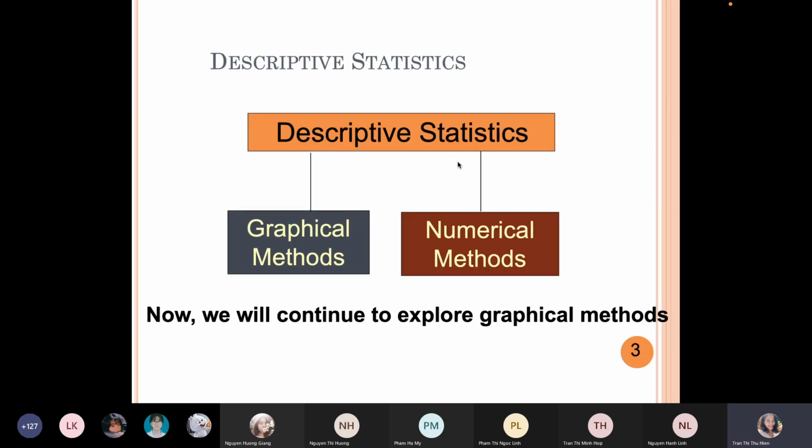So it is line number 3. Is it clear to you? Can you see my screen? Yes. Okay, thank you so much.